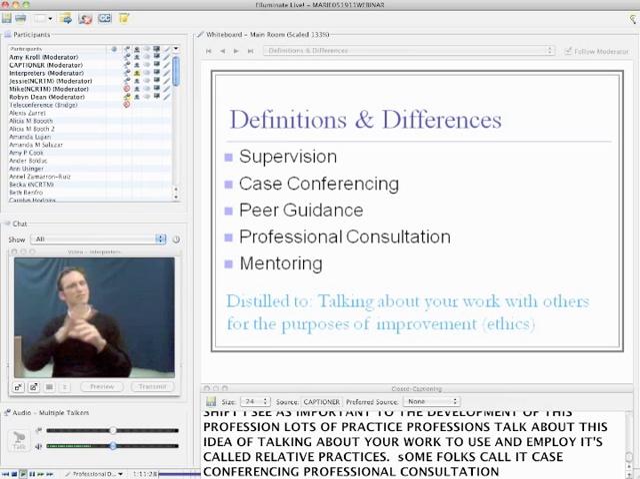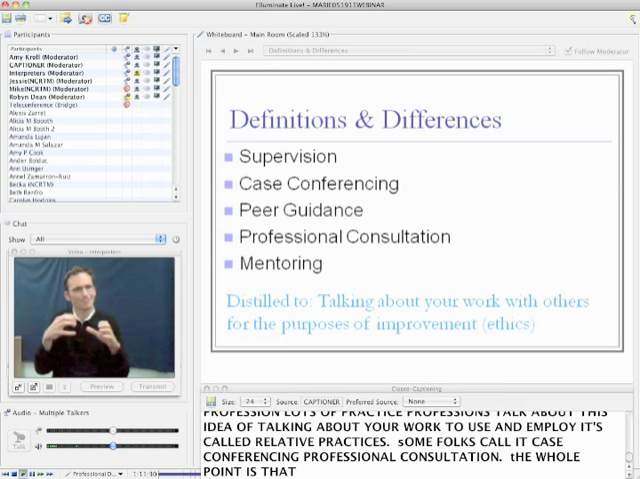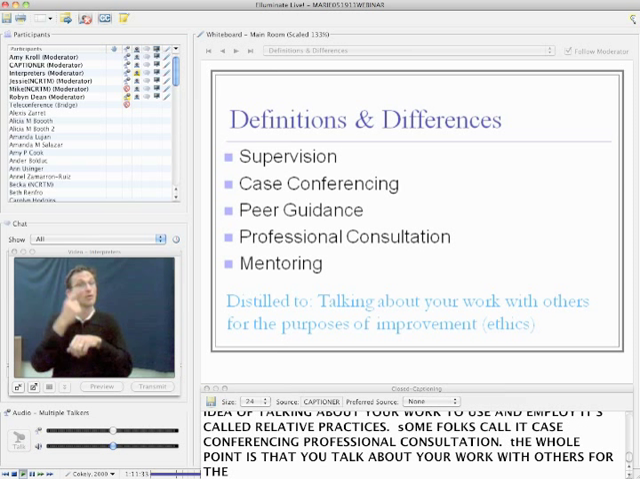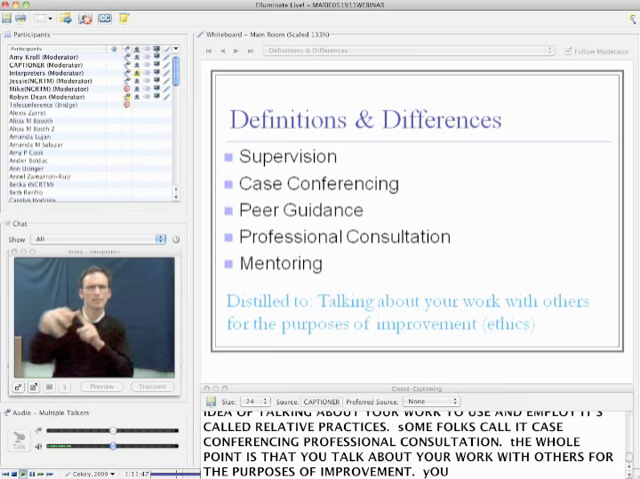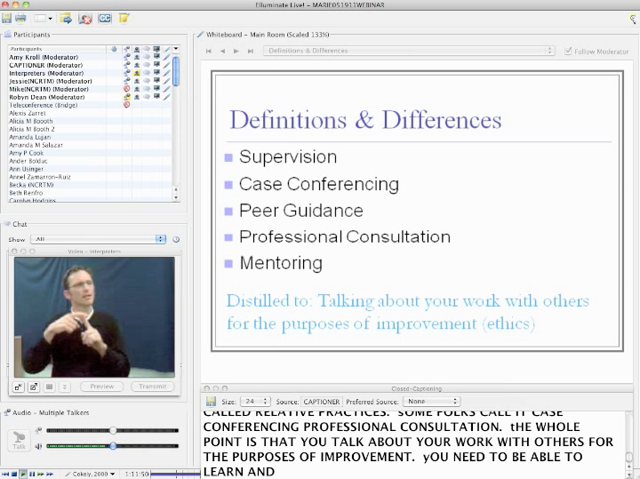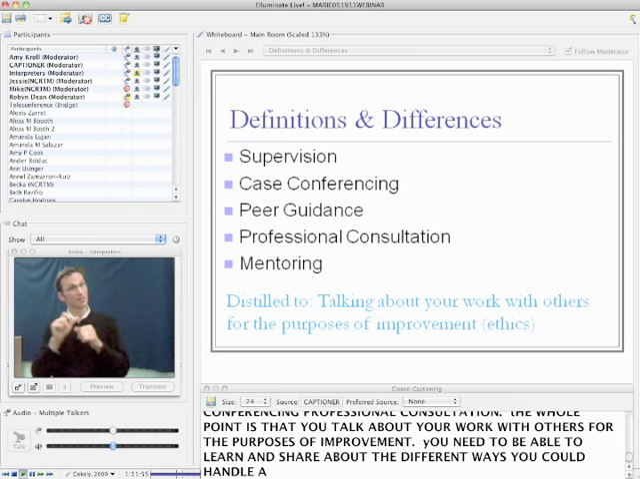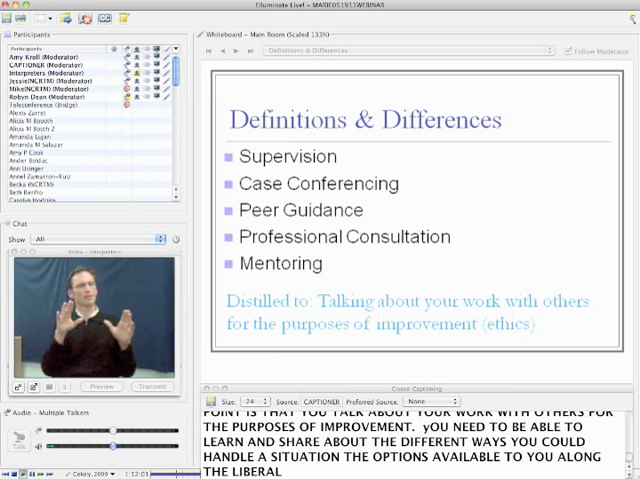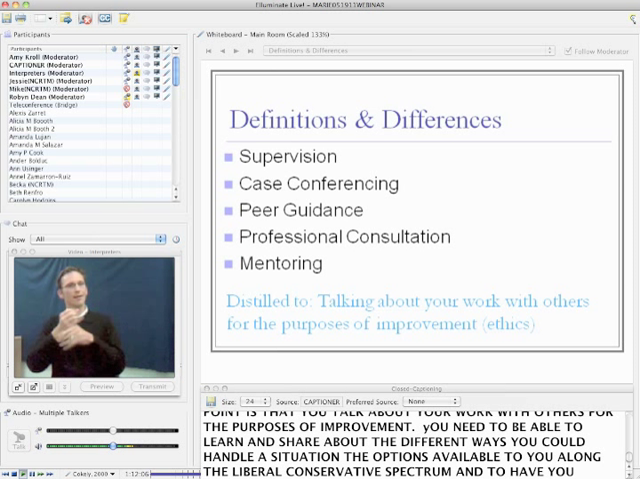The whole point of it is that you talk about your work with others for the purposes of improvement. Not because you're nosy, but because you want to do good work. You want to make sure that you and your colleagues can share in the important information that needs to be understood about the context. You need to be able to learn and share with your colleagues about the different ways you could handle a situation, the options available to you along the liberal to conservative spectrum, and of course, to be able to talk about the consequences and have your colleagues help you understand what those consequences might look like.